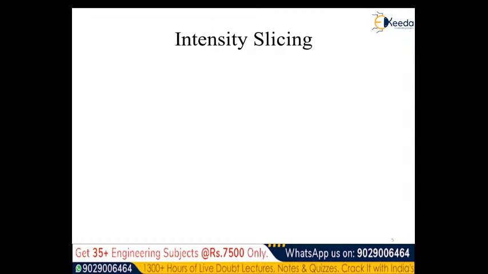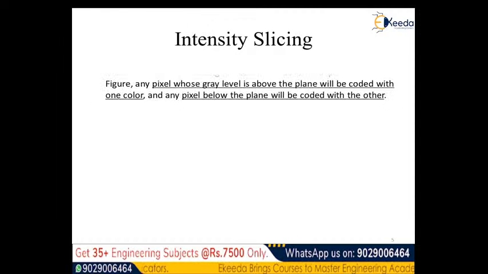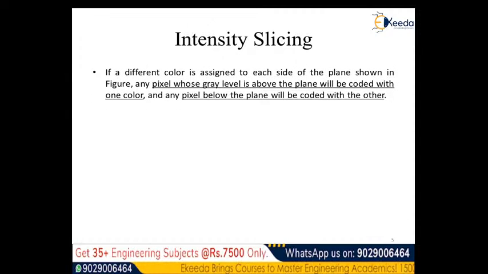In summary, I have certain points here. What we have done is assign a different color to each side of the plane. As I have just shown, any pixel whose gray level is above the plane will be coded with one color, and any other pixel will be coded with a different color.